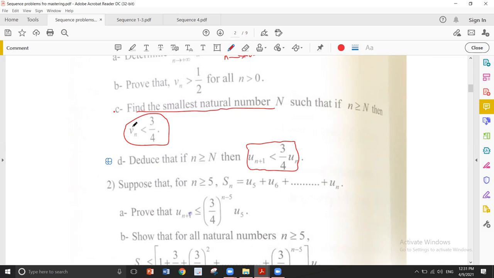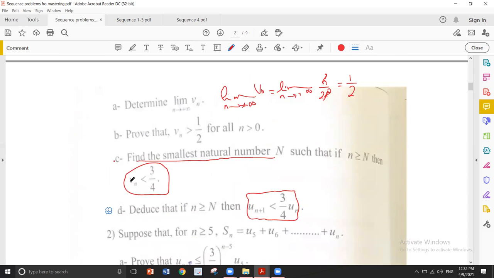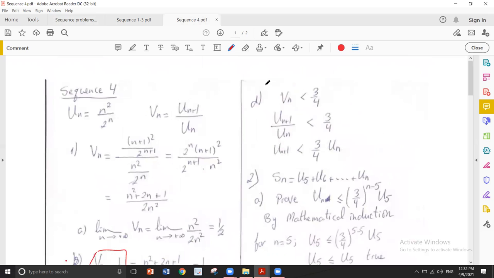We found Vn less than 3 over 4, yes? Well, Vn is what? Un plus 1 over un. So un plus 1 over un less than 3 over 4. Here, this Vn less than 3 over 4 from part C, and this Vn is un plus 1 over un given. So un plus 1 less than 3 over 4 un.